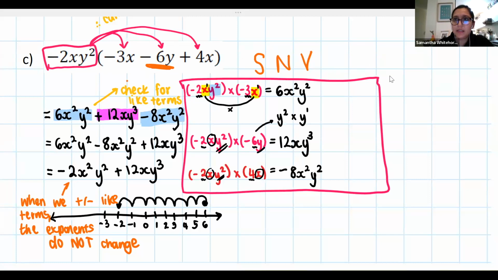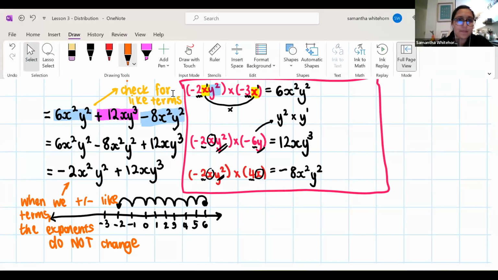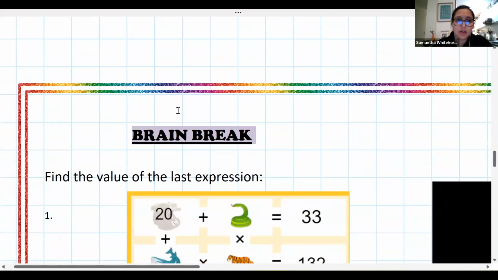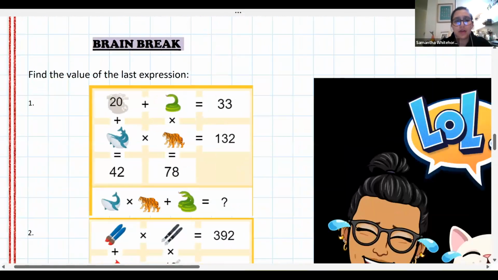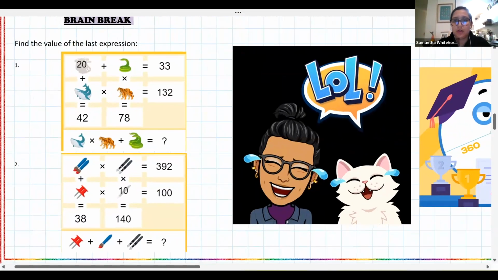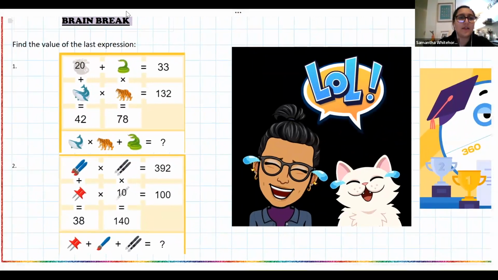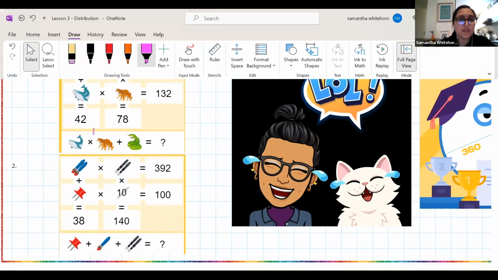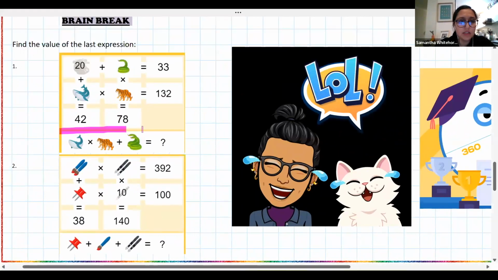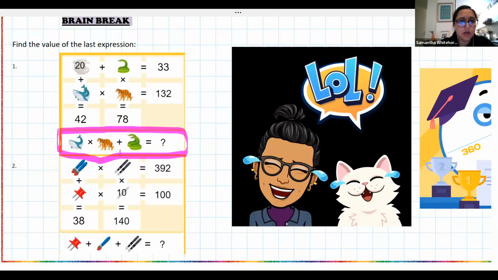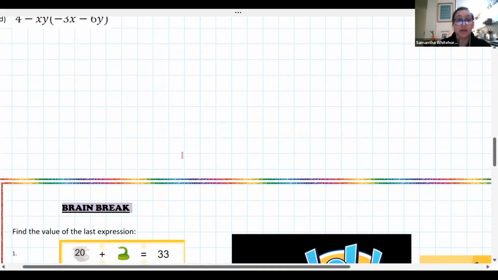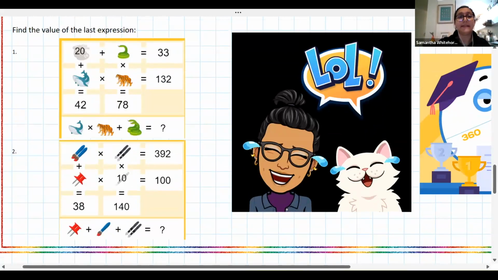Right, good, grade 8s. I'm hoping we all have our screenshots. Give me one more second. Right, let's have a look at our brain break. What we have here is me wanting you to find the value of the expression right at the end. So it's similar to what we usually do, except now we have to work along a row and down a column. Let's maybe attempt that again.